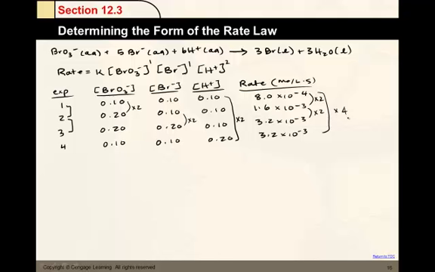Notice the overall order of the reaction is fourth order, 1 plus 1 plus 2. And it's first order in bromate, first order in bromide, and second order in hydrogen ion. Now that's pretty easy when you have some nice looking data like this. But what do you do if you have a lab where your data isn't as perfect? At least the rate doesn't look as perfect as these perfect multiples.